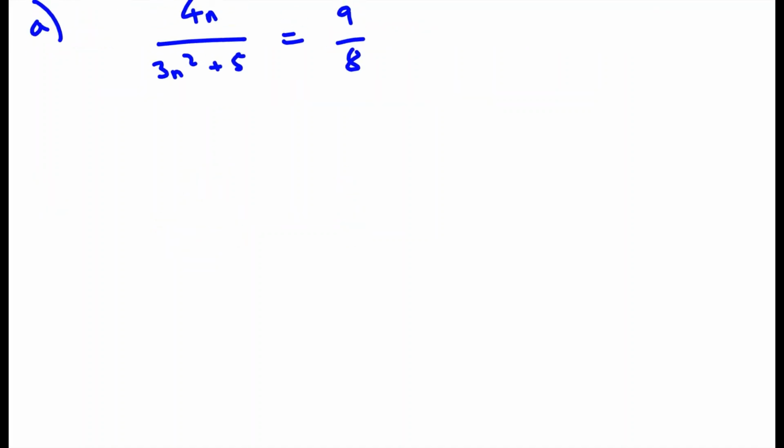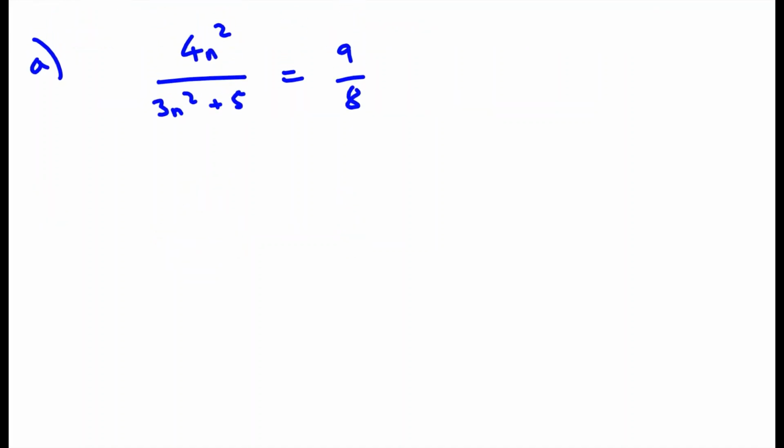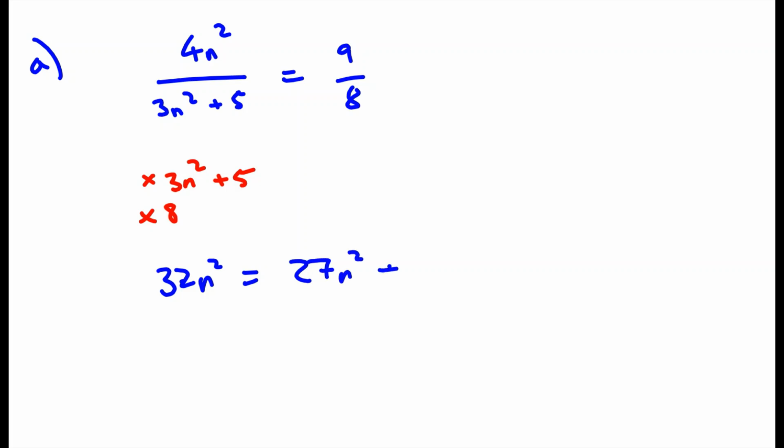So this is a quadratic, so we can rearrange and solve it. And I think the easiest way is to times both sides by 3n squared plus 5 and times both sides by 8. So we are going to get 32n squared equals 27n squared plus 45.